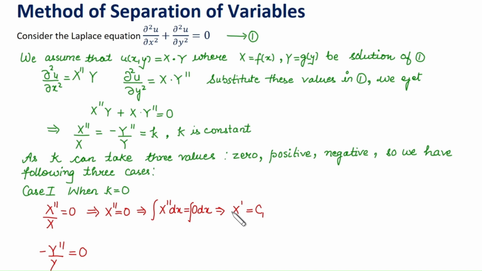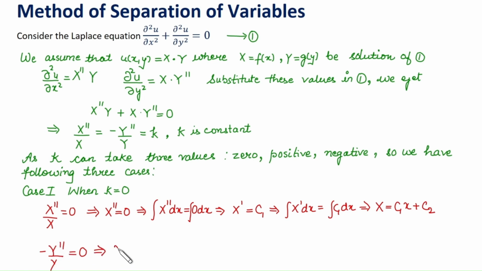Again integrate with respect to x because we need the value of capital X. So integrating both sides with respect to x again, this results in X is equal to c1 into x plus an arbitrary constant, let it be c2. So here we are getting a linear equation. You can cross verify it. Its second order derivative is always 0. The same concept we need to apply here.